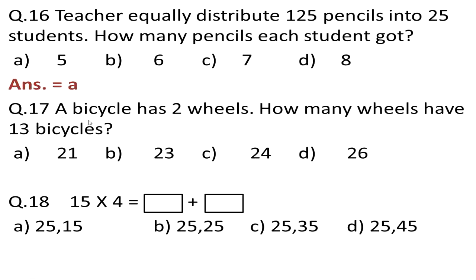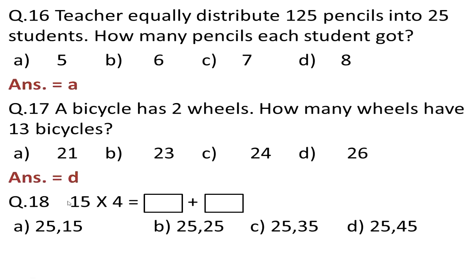Next question: a bicycle has 2 wheels. How many wheels do 13 bicycles have? So what do we have to do here? Multiplication. Here we have to carry out multiplication: 13 into 2, and our answer is 26. So option number D is correct.